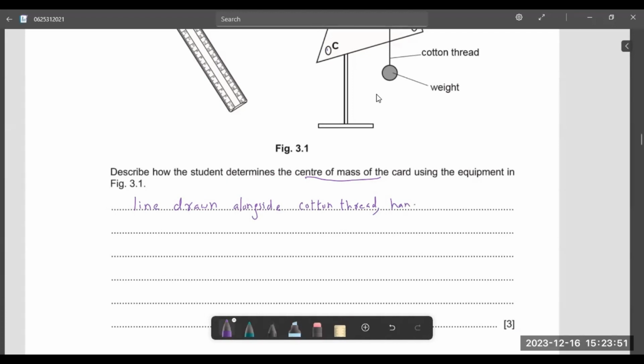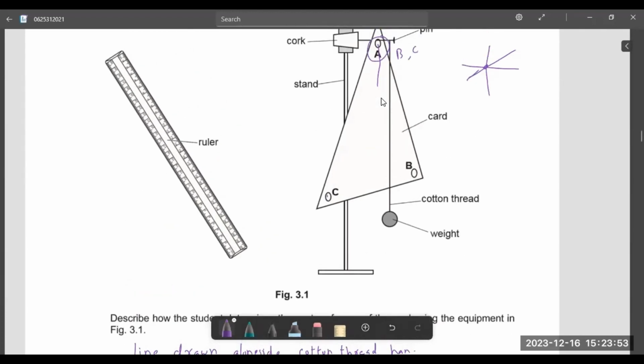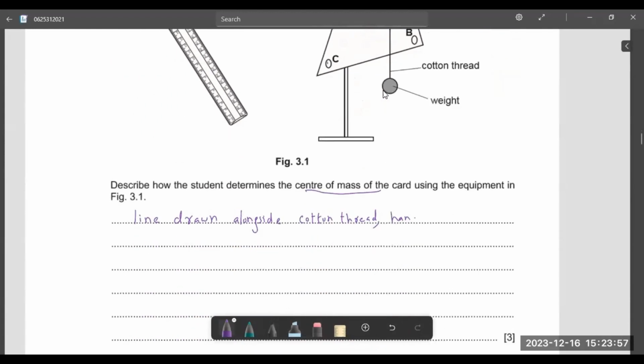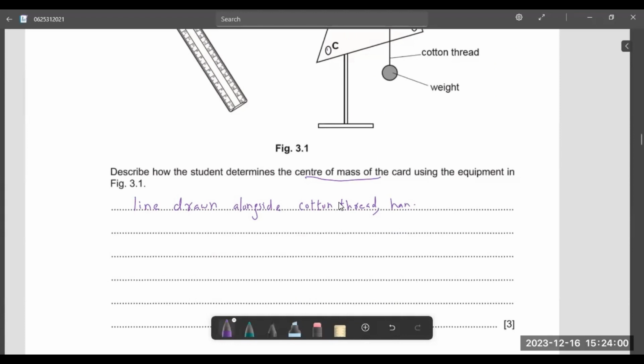So first we will be drawing the line in this way, in this thread position. Then we can hang the triangle from different corners. A, B, C is there. So first we will try A, then we will try B, then we will try C. Like that, 3 different corners need to be hung separately. And we will mark the points.